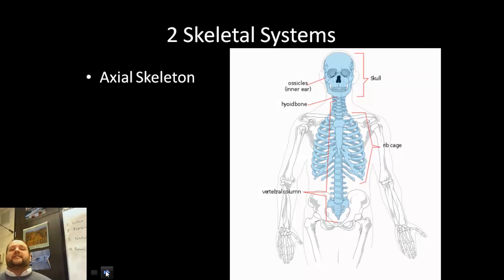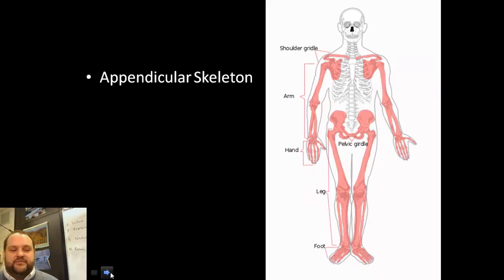Okay, there are two skeletal systems. So when we look at bones, we'll be looking at whether they're in one of these two skeletal systems. The first skeletal system is the axial skeleton. The axial skeleton contains the head, the neck, the sternum and ribs, and it also contains the spine, along with a small part of the pelvis. So that is our axial skeleton.